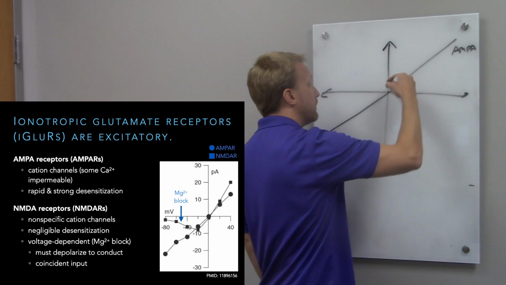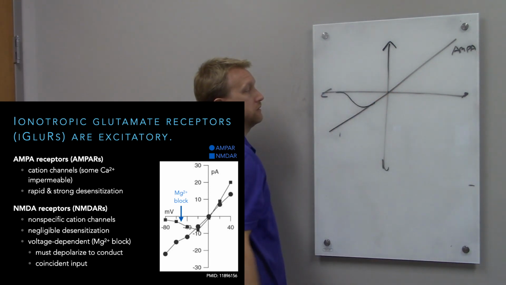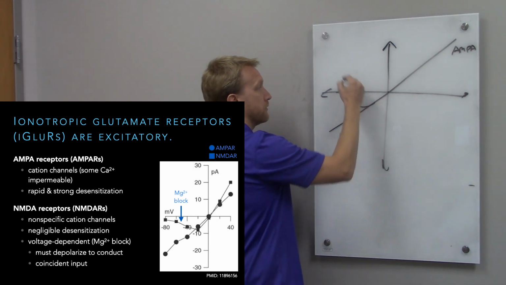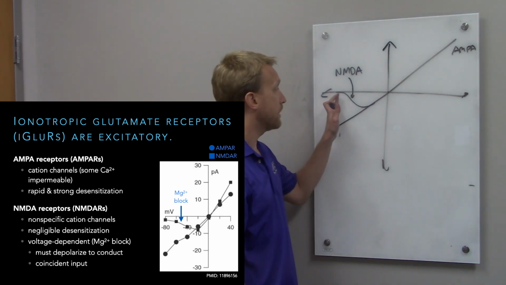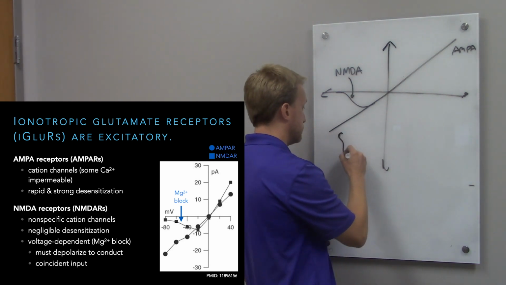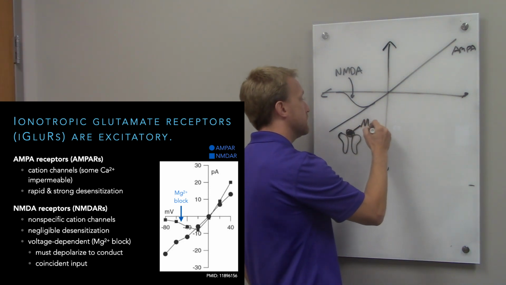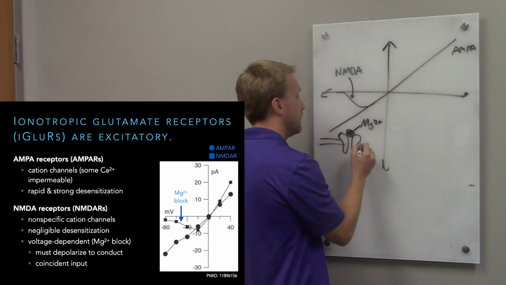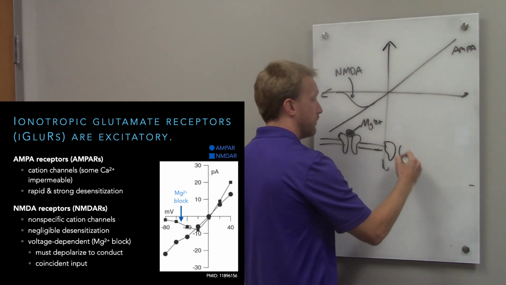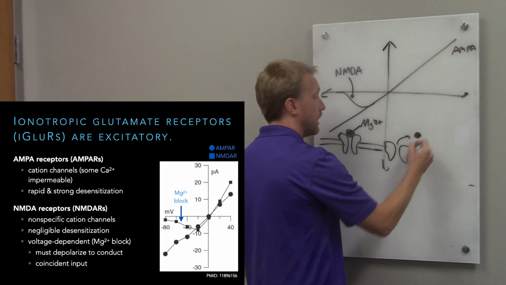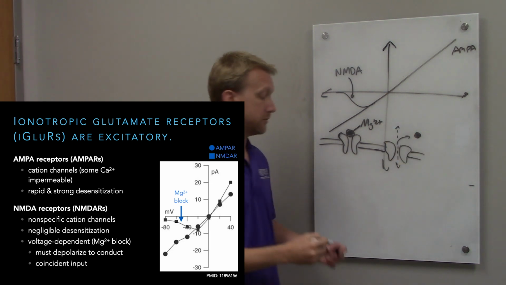NMDA receptors have a very similar curve until we get into the negative potentials. They have this J-shaped curve, and that's because of the magnesium block. At very negative potentials, the NMDA receptor is blocked by magnesium. It's only when we start to creep into these more positive potentials that we kick out the magnesium block and allow charge to move through NMDA receptors.